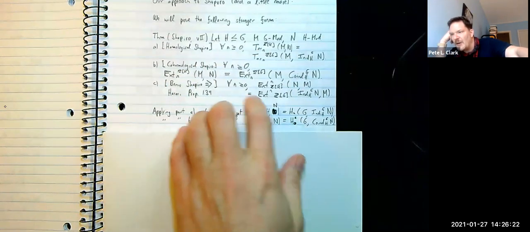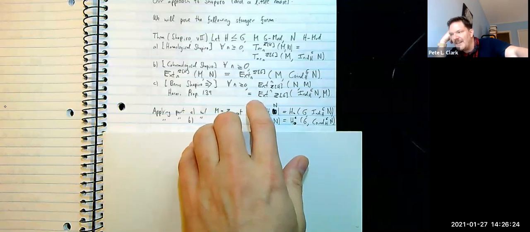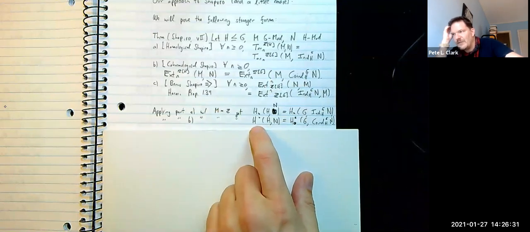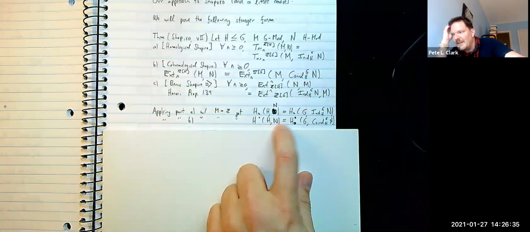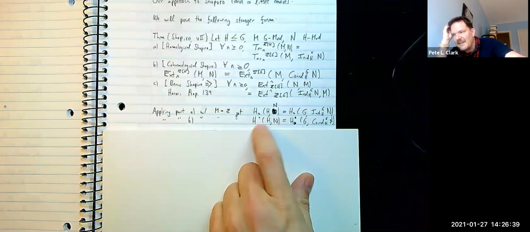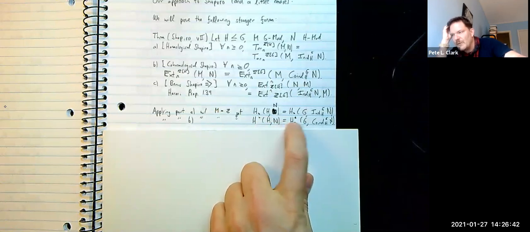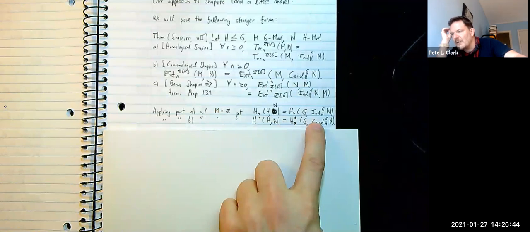Similarly, if you take part B and you apply M equals Z, maybe even more importantly, we know that our group homology is Tor from Z into the module. So we just plug it in, and we get that the nth group homology of N, with the H-module N, is equal to the nth G group homology of the co-induction.